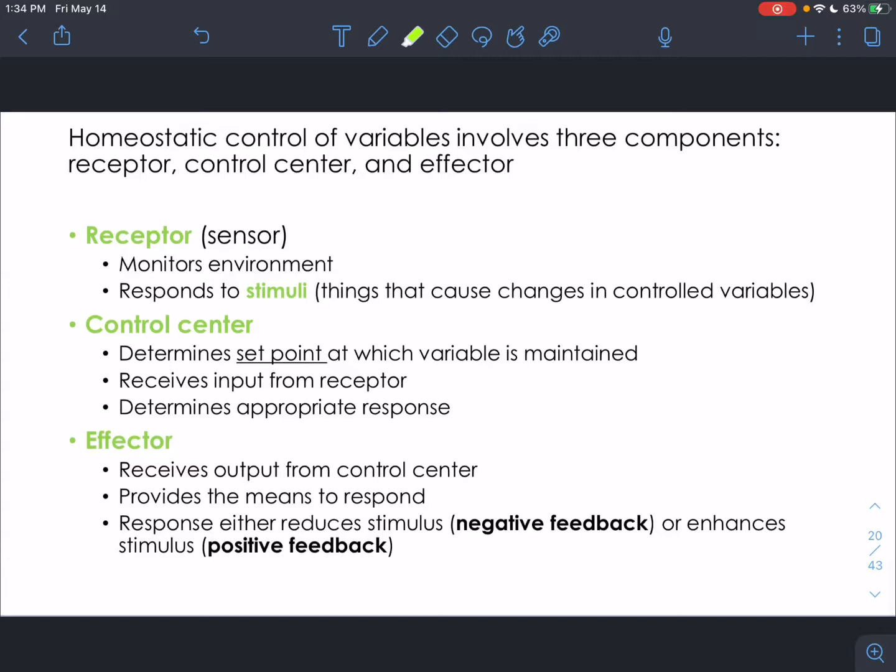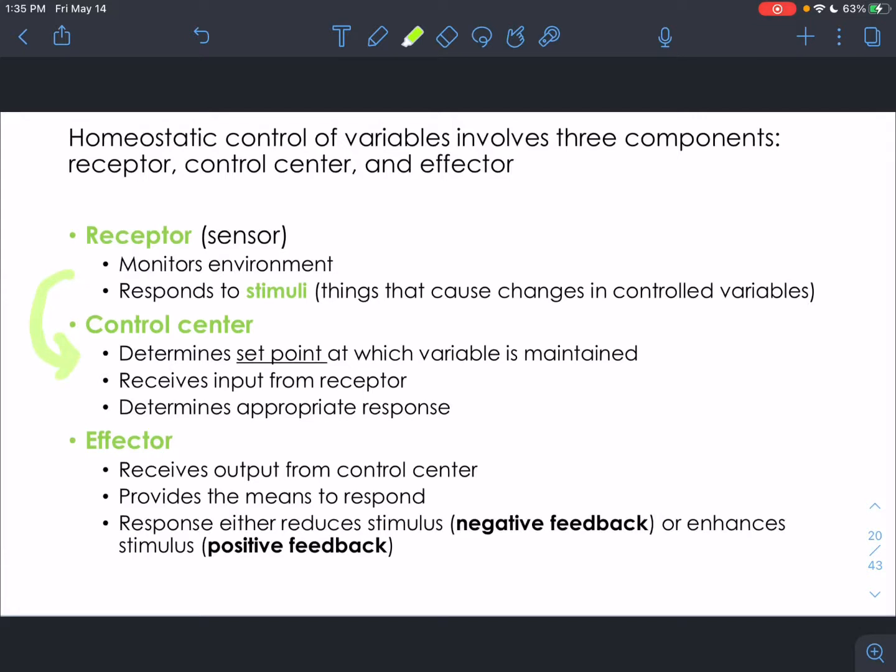Okay, so homeostasis, you have three main components of it. You have a receptor or a sensor, a control center, and an effector. So starting at the receptor, your sensor is going to monitor your environment. It's going to test your body and figure out if the levels are appropriate. So it's responding to some sort of stimuli. Say we're talking about body temperature, right? Your receptor is going to sense your body temperature.